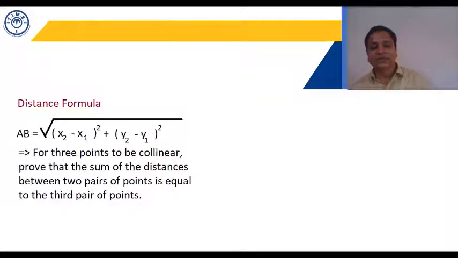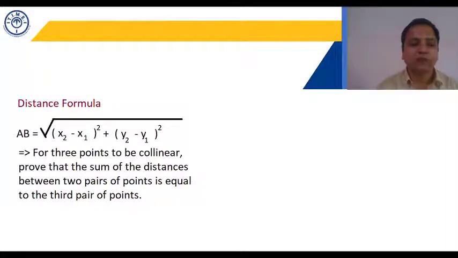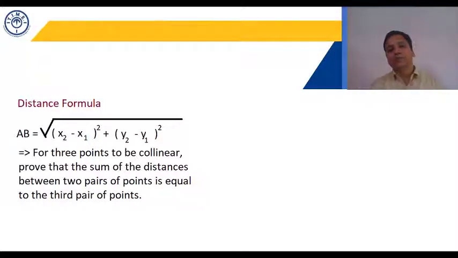Now let's move to the next segment. The distance formula we have used till now: AB is equal to under root of (x2 minus x1) whole square plus (y2 minus y1) whole square. Now a point is written for 3 points to be collinear. Prove that the sum of the distances between two pairs of points is equal to the third pair of points. Perfectly correct. We use one more property. If A, B, C are 3 points, you find the distances AB, BC as well as AC. If the sum of any two comes out equal to the third one, then these 3 points are collinear.